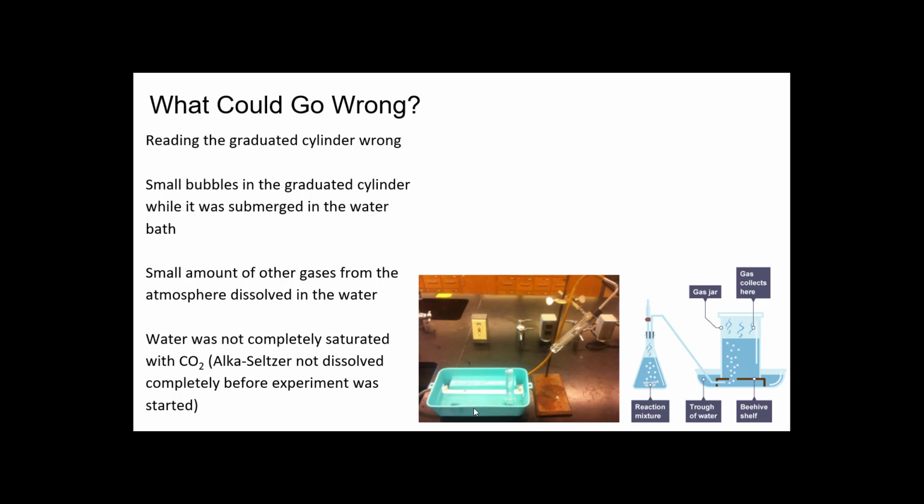So it is a little hard to understand. Small bubbles in the graduated cylinder. If you don't remove all the bubbles, same as in the titration, you're already losing volume. When you try to flip it, you get it perfect at the top, and then there's a little bubble. You have to just realize, is it worth the cost of fixing it or not? Small amounts of other gases from the atmosphere dissolve in the water. That's very small, but it can happen.